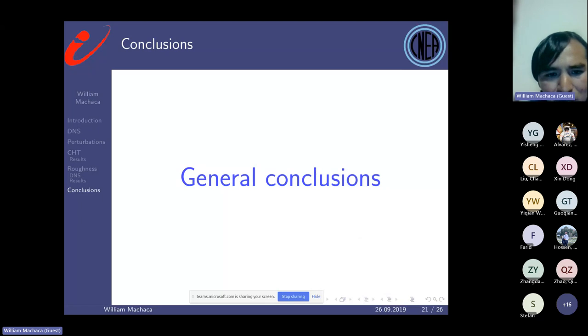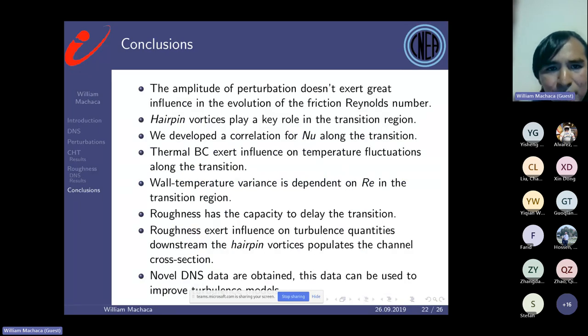Well, I will now present the main conclusions of my study. First, the amplitude of the perturbation doesn't exert great influence on the shape of the friction Reynolds number. We found that the hairpin vortices play a key role in the transition region. Also, we developed a correlation for the Nusselt number along the transition, and we found that the thermal boundary condition exerts great influence on temperature fluctuations along the transition, and the wall temperature variance depends on the Reynolds number in the transition region. Regarding the influence of the roughness, we found that the roughness has the capacity to delay the transition, and it exerts influence on turbulence quantities downstream, where the hairpin vortices populate the channel cross section.